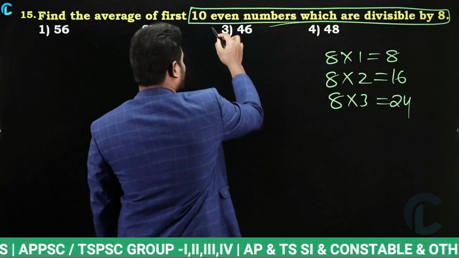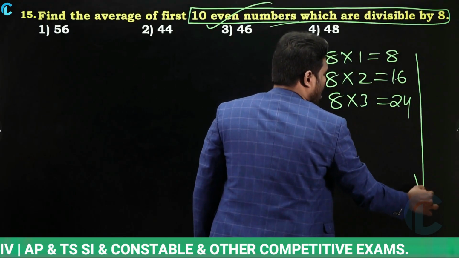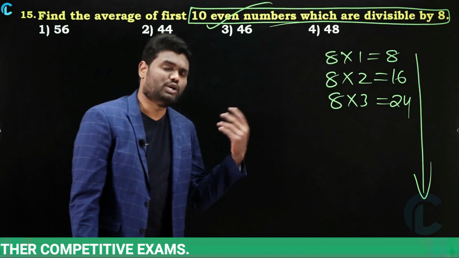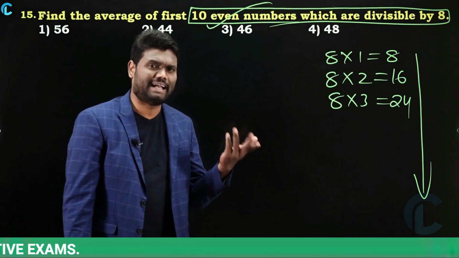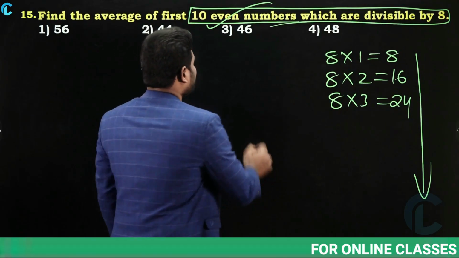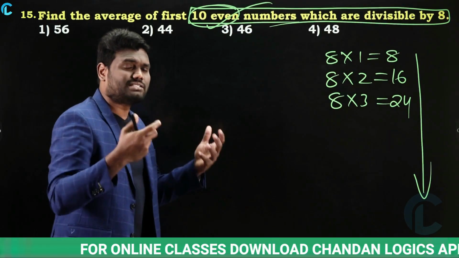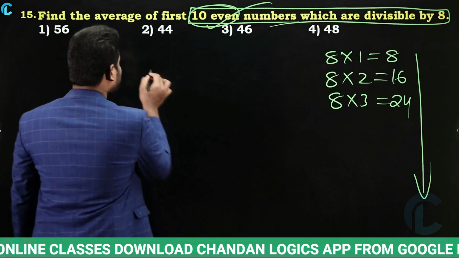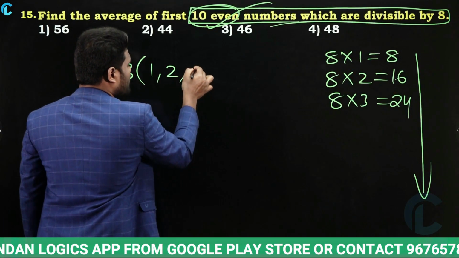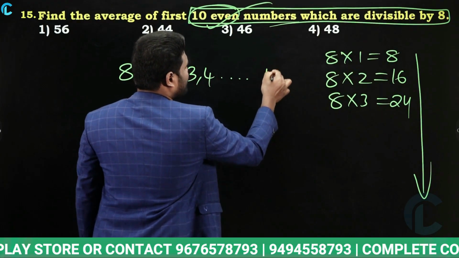Now if you observe here, the question is about even numbers. And for 8, all the numbers are going to be even numbers only. 8 one time, 8 two times, 8 three times, 8 four times, 8 five times, all are even numbers only. As all are even numbers, now you need the first 10 even numbers. First 10 even numbers means you just take the first 10 numbers. So if you take 8 common, this is going to be 1, 2, 3, 4, and so on. Till how many? 10 numbers.